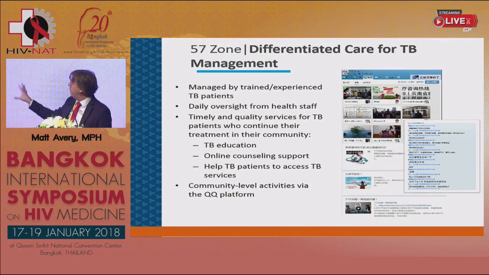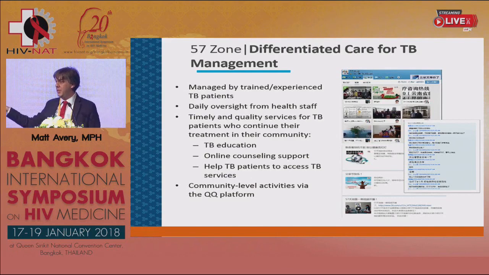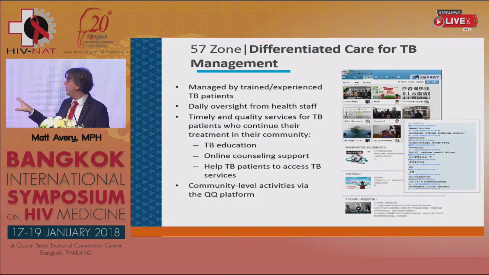So these are pictures of a platform called 57 Zone. This was actually not an HIV intervention. This was a tuberculosis intervention supported by FHI 360 in China. This was an intervention for MDR, multiply drug-resistant tuberculosis patients. And the goal of the program was to get more MDR TB patients on treatment and keep them on treatment.